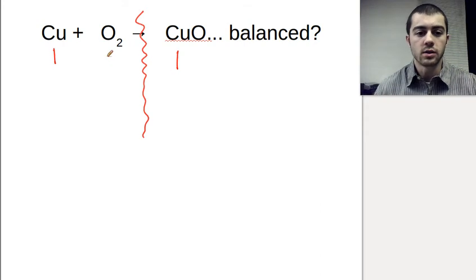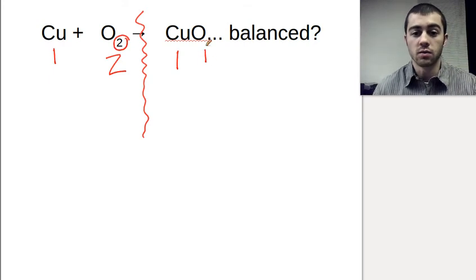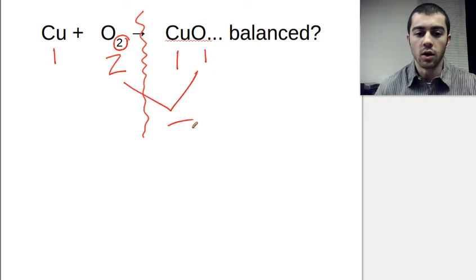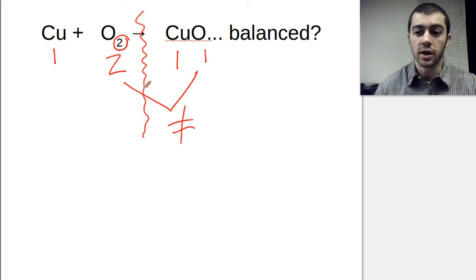So we can look at the oxygens. We have two oxygen atoms on this side because of this subscript 2 here. We have one oxygen on the right because if there's no subscript, we assume 1. So this is unequal. So what we need to do, the way we balance equations, is using coefficients. So you've probably already seen some examples of equations that have coefficients in them. The purpose of the coefficients is to balance the equation by the law of conservation of mass and by conserving each atom from left to right.